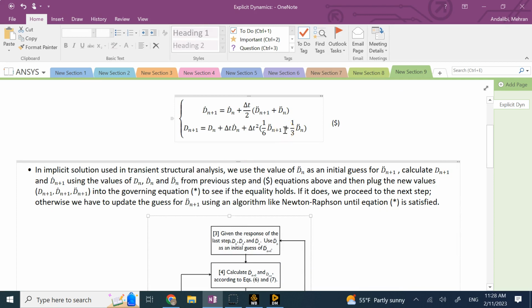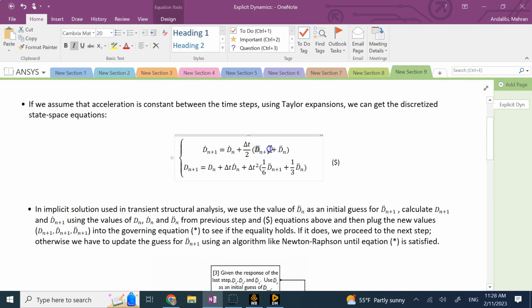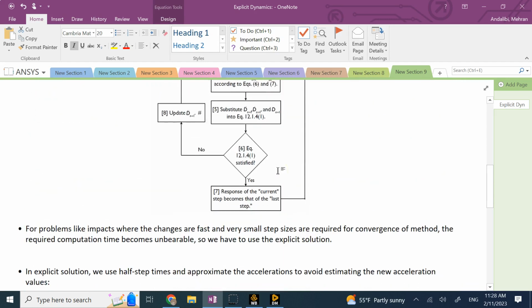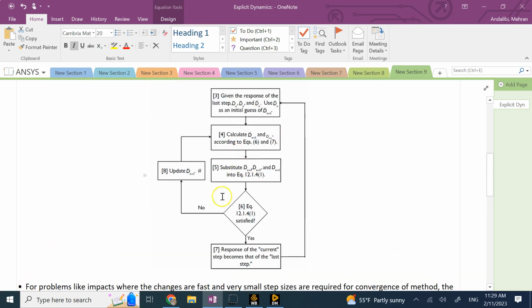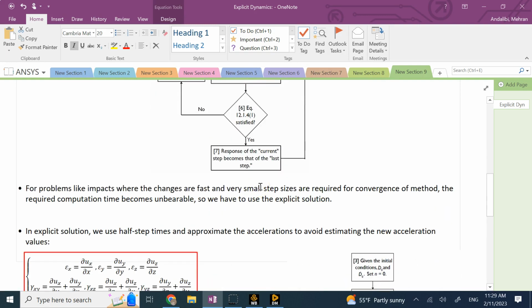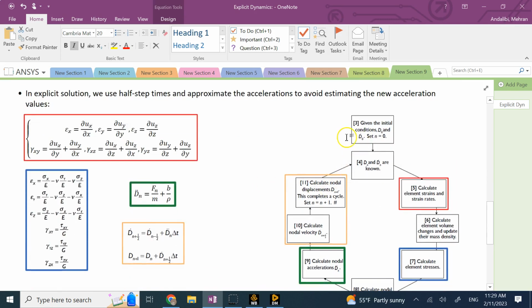So instead, what would you do in explicit is, instead of guessing a value for d double dot n plus 1, you try to basically approximate it, and you try to avoid the inner loop. You try to only have one update loop but no inner loop. Okay, so how do we do that one? The algorithm is this. Initially, let's say I'm given my d and d dots, right? The initial state space variables, position and velocity, are given.